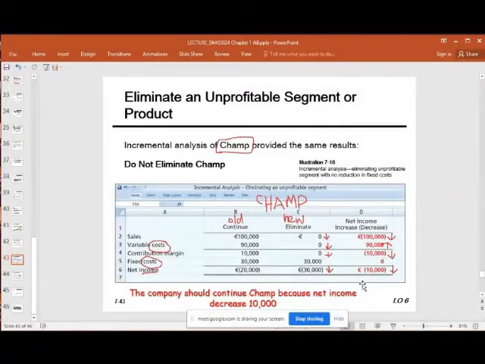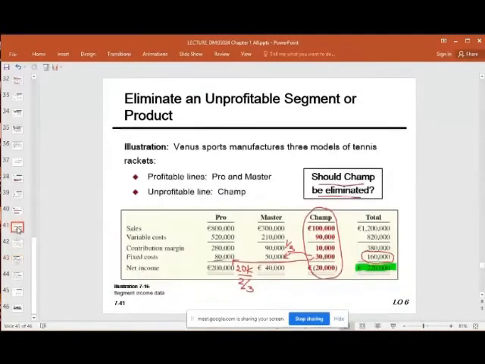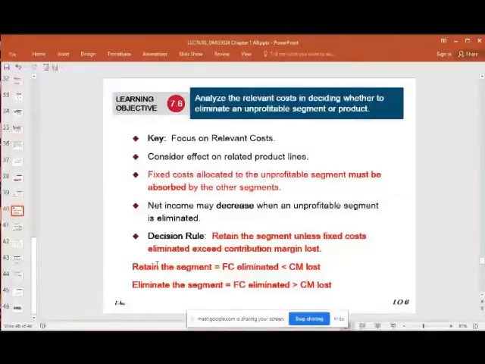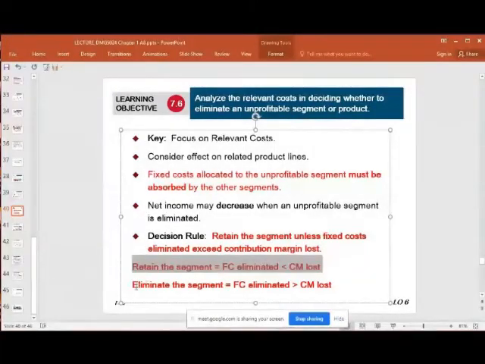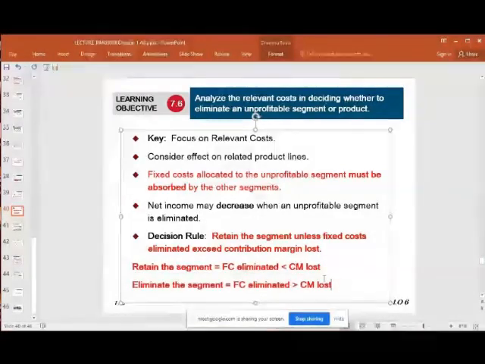Okay, class? So, just now remember we have a decision rule. Let's go back to the decision rule. Retain the segment or eliminate the segment. So, let's try this. See whether we get the same answer or not. Fixed cost eliminated. We need to find these two numbers. Fixed cost eliminated and contribution margin lost.